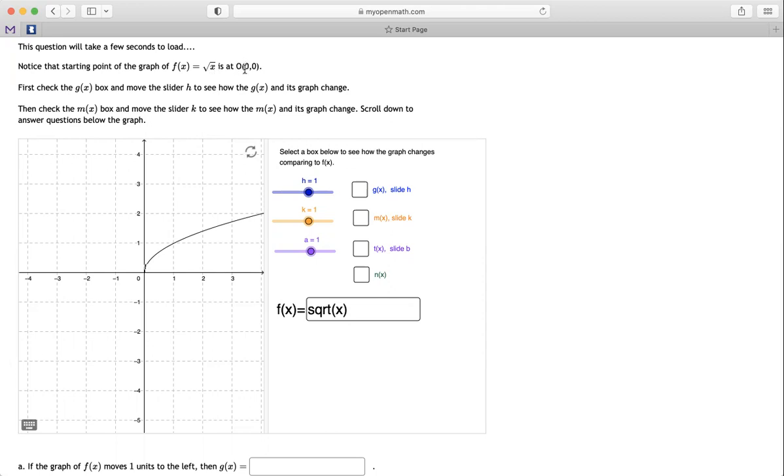And you notice that the starting point right here starts at (0, 0), nothing over here. So this is the starting point and then it goes this way. Okay, so we're going to see how this function moves when we change things around. So let's check on this box right here.